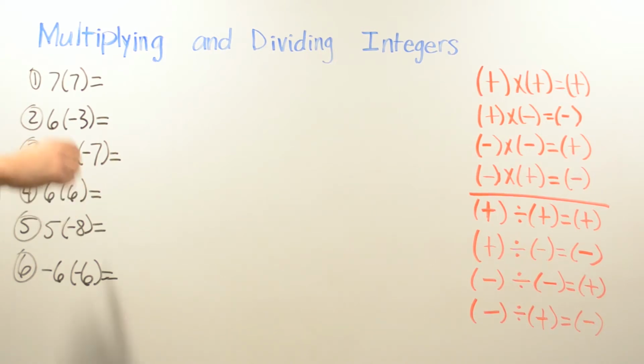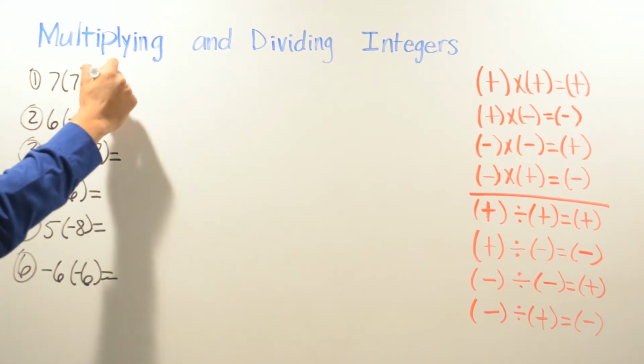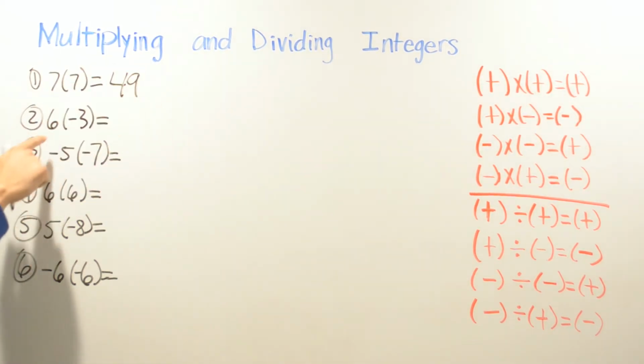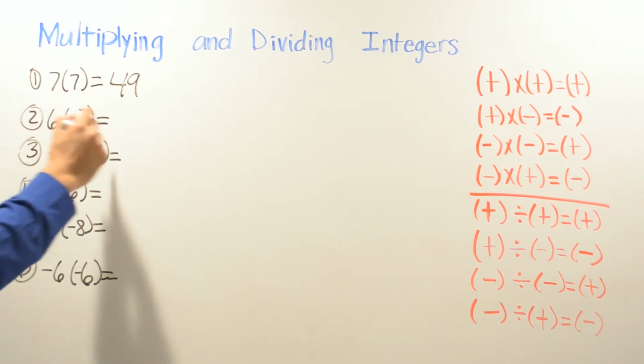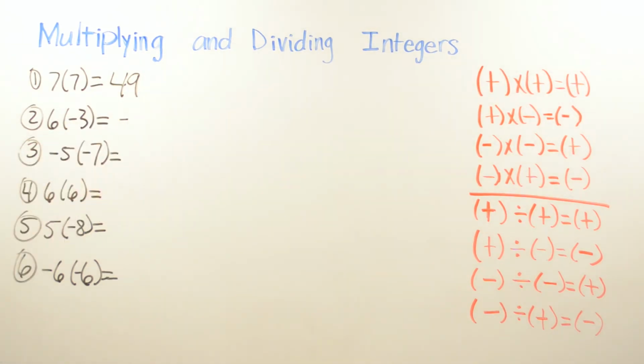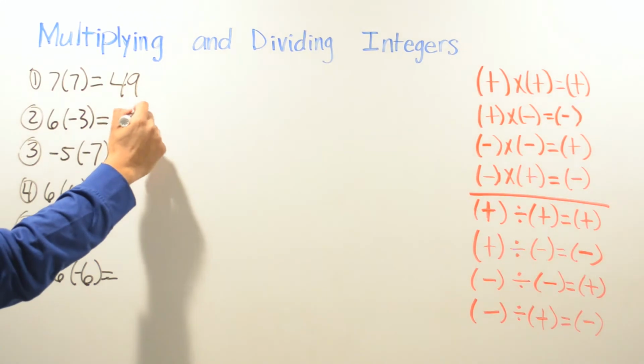Okay, so we do 7 times 7. We have 2 positive. We look at the right. When we multiply 2 positive, our answer is going to be a positive. So we have 7 times 7 is 49. We have 6 times negative 3. If you don't know it yet, my little hint, little cheat sheet on the right hand side, you have a positive times a negative, so our answer should be a negative. So 6 times 3 is going to be negative 18.